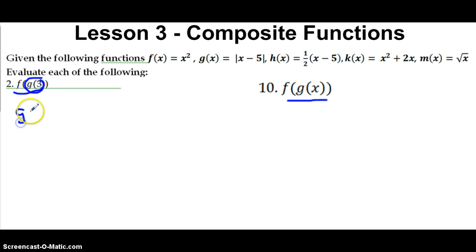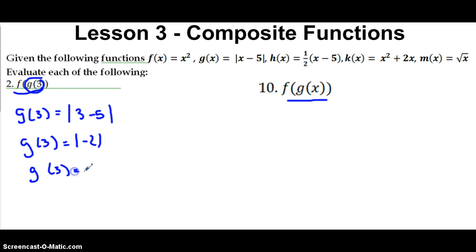So first you're going to find out the g of 3, okay? So the g of 3 is going to be equal to the absolute value of 3 minus 5. So the g of 3 is going to be equal to the absolute value of negative 2. And so we know the g of 3 is equal to positive 2 because we took the absolute value.